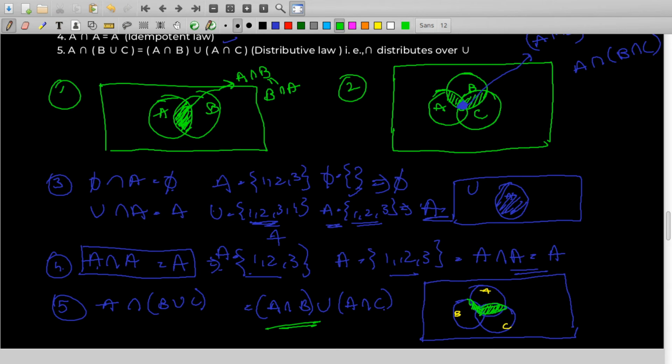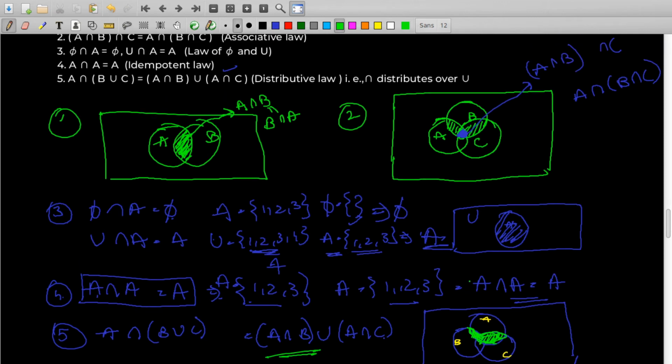So it's again the same part. I hope you're getting it right. It's again the same part we're selecting. So A intersection (B union C), the part we got is again the (A intersection B) union (A intersection C) part as well. So that shows the law is correct, the distributive law, and it's called intersection distributes over union. Okay, so those were the properties of intersection.